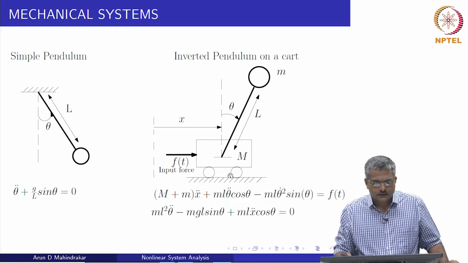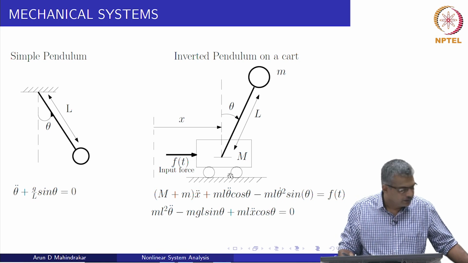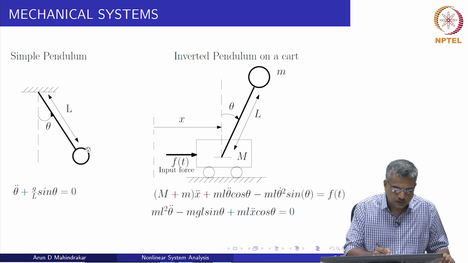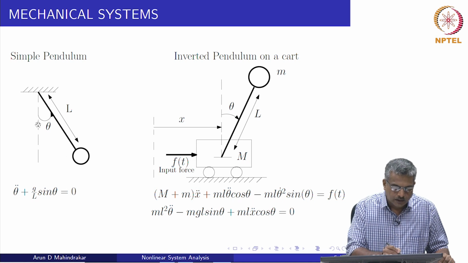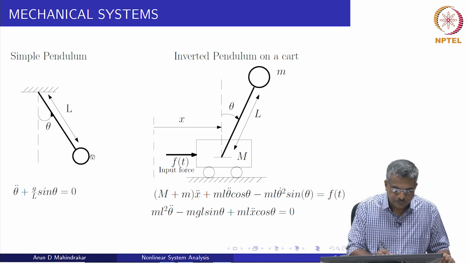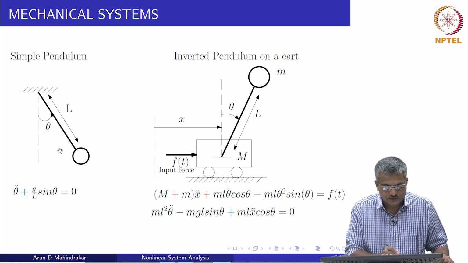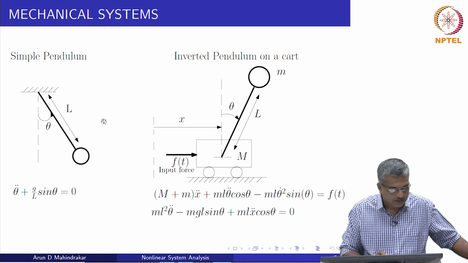So, let us go to a simple mechanical system, the simple pendulum. The simple pendulum consists of a massless rod with length L, and the mass is assumed to be a point mass, with mass m here, and the pendulum makes an angle theta with the vertical, and the whole thing can move under the influence of gravity.